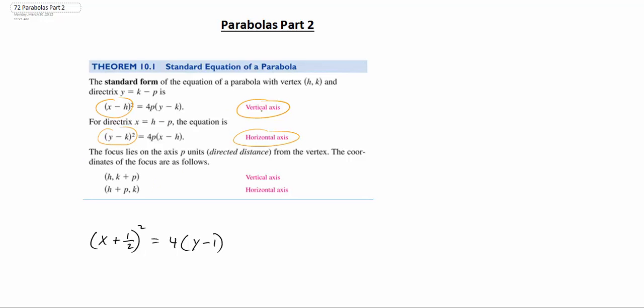So if it's x squared, it's going to be vertical, remember, so that means it's going to go up or down. And if it's a y squared, it's going to either open to the left or open to the right.